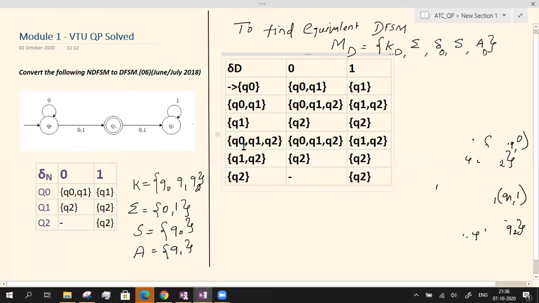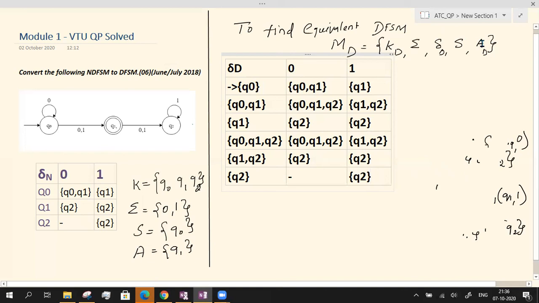So we tried to define transitions for these three states. When we defined these transitions, we have not identified any more new states. So that's all, we have built the transition table. Now we know K, the states of the DFSM. We know sigma. We know the transitions because the transition table defines all the transitions. We know the start state. We are yet to identify the final states.